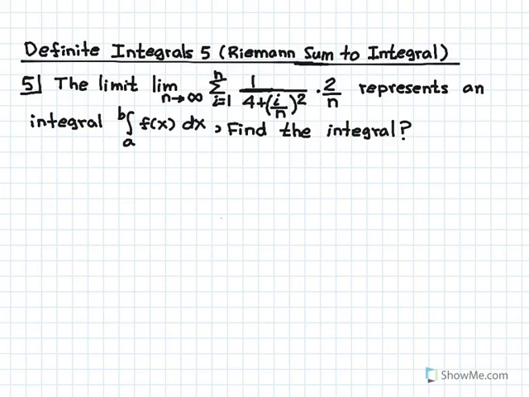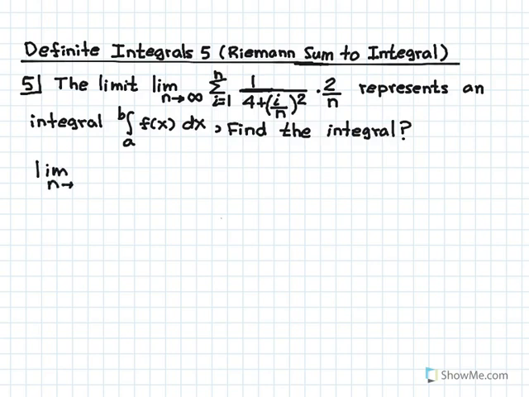In this video, we're going to look at transforming a Riemann sum to a definite integral. The limit as n goes to infinity of the summation i goes from 1 to n, 1 over (4 plus i over n) squared times 2 over n represents an integral, integral a to b f of x dx. Let's find this integral. We start by looking at the definition of the Riemann sum.